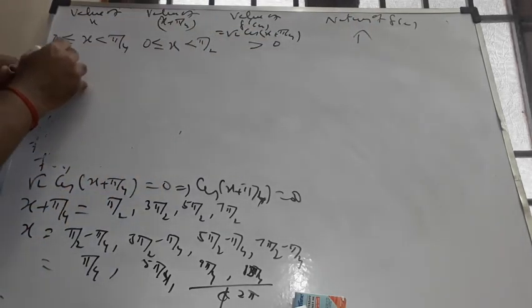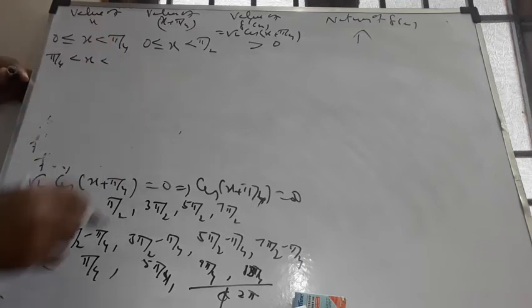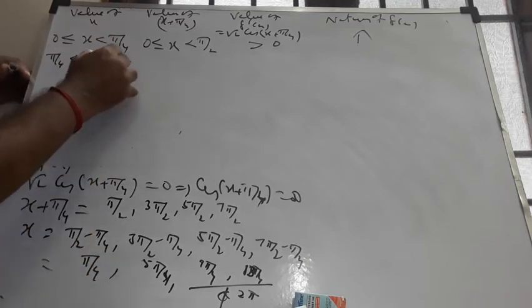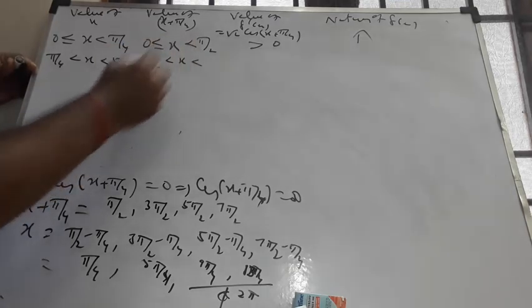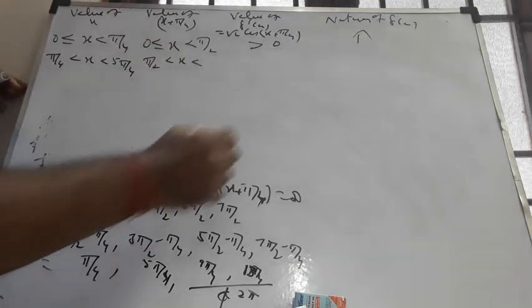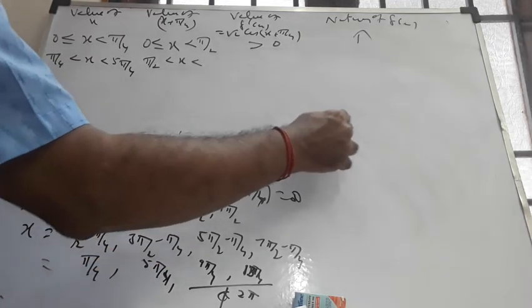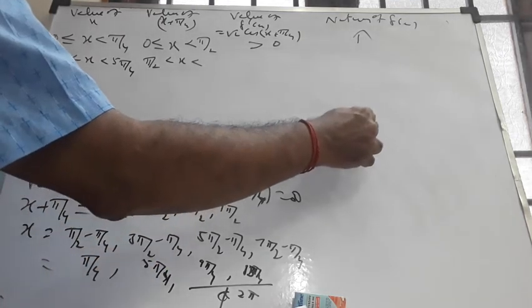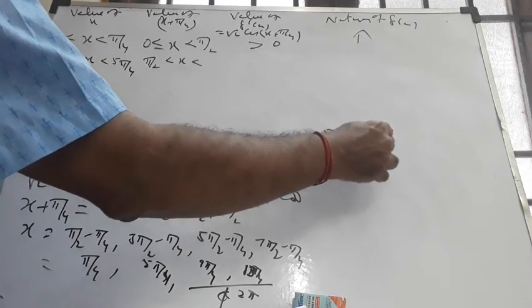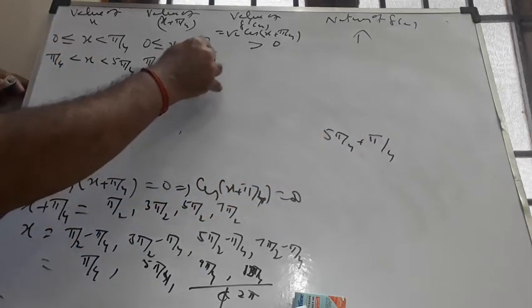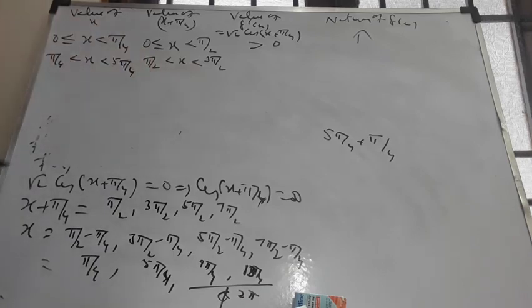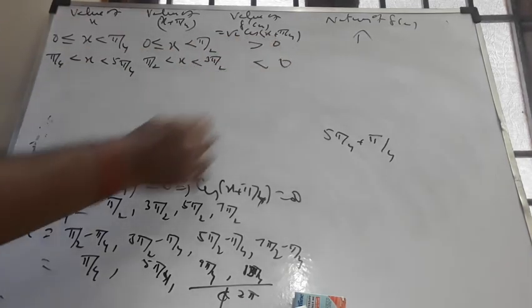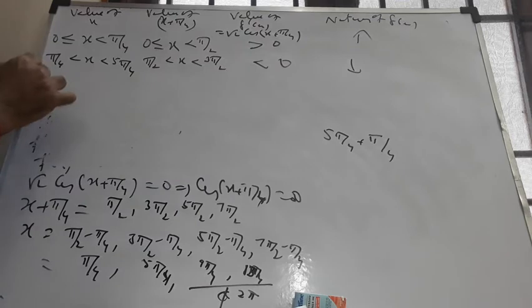Then let me take pi by 4 less than x less than, what is the next possibility? 5 pi by 4. Adding pi by 4, it becomes pi by 2 less than x plus pi by 4 less than 5 pi by 4 plus pi by 4. How much do I get? Let me check. 5 pi by 4 plus pi by 4, yeah, this is 3 pi by 2. Therefore these are angles in the second and third quadrant. Second and third quadrant cosine is negative. Therefore f dash of x is negative.